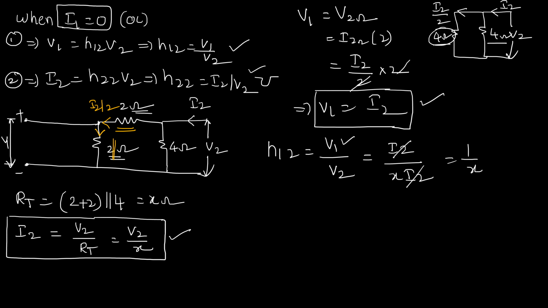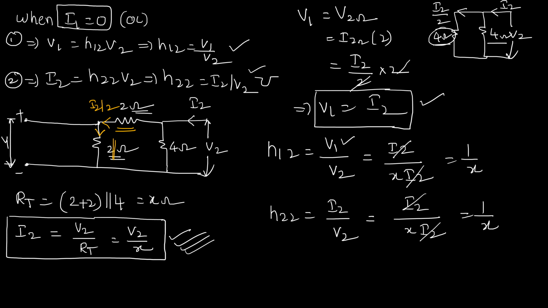Now the second parameter, that is H22. H22 is I2 by V2. So don't write anything for I2, keep I2 as it is. From this relation, what is V2? V2 is nothing but X into I2. So now I2 gets cancelled. You'll be getting again 1 by X. But here the unit is mho because this is the ratio of I2 to V2. In this way we can find the H parameters. Now we will discuss inverse hybrid parameters, also known as G parameters.